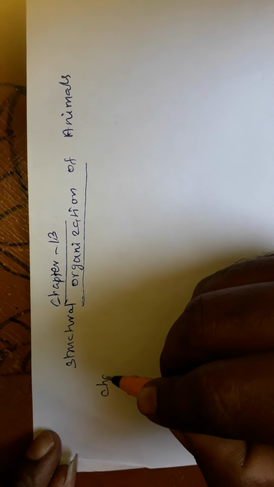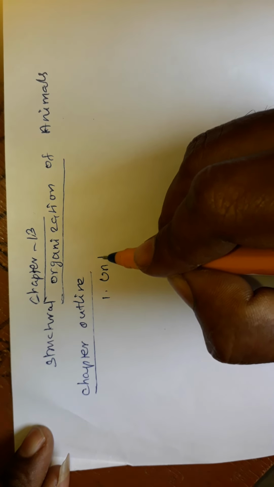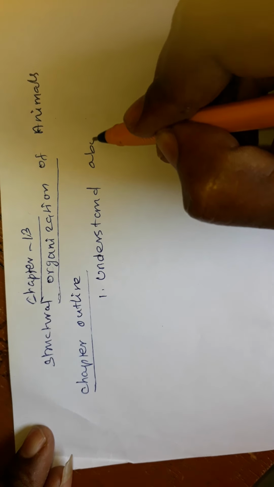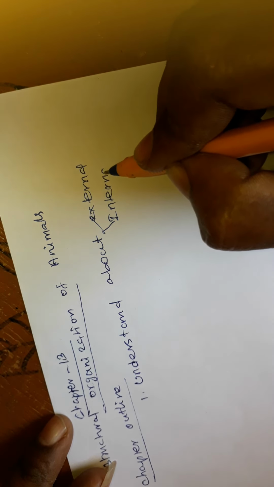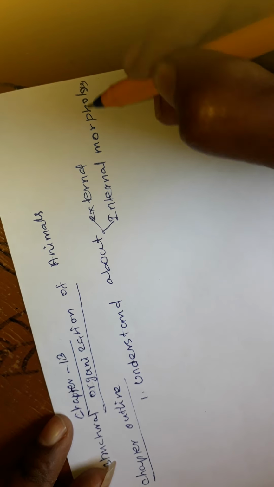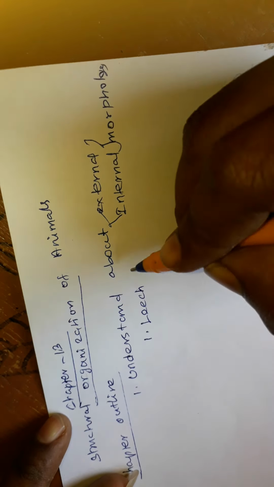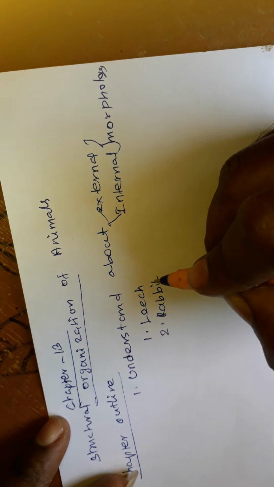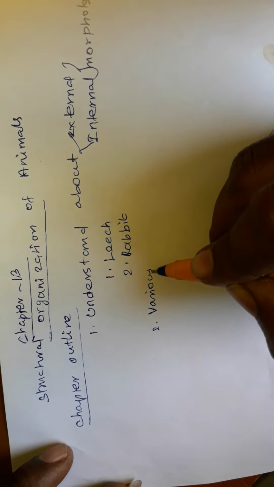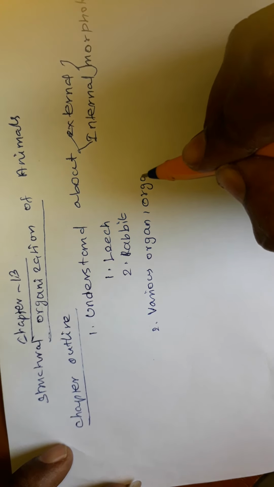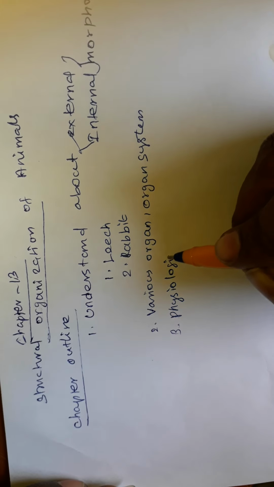What is the chapter outline? We will understand external and internal morphology of two animals, one is the Indian cattle leech and the other is the rabbit. We will see how the external and internal morphology appear in both. Then we understand the organs and the organ systems, and the physiological function of the organs, how the organs and organ systems work.